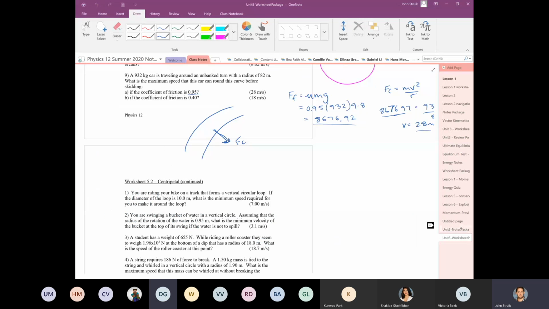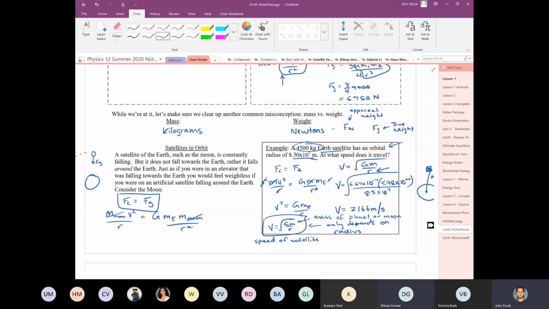Is there going to be any opportunity to retake tests or replace any old test marks? Okay. In terms of retaking tests, I'm going to say probably not.